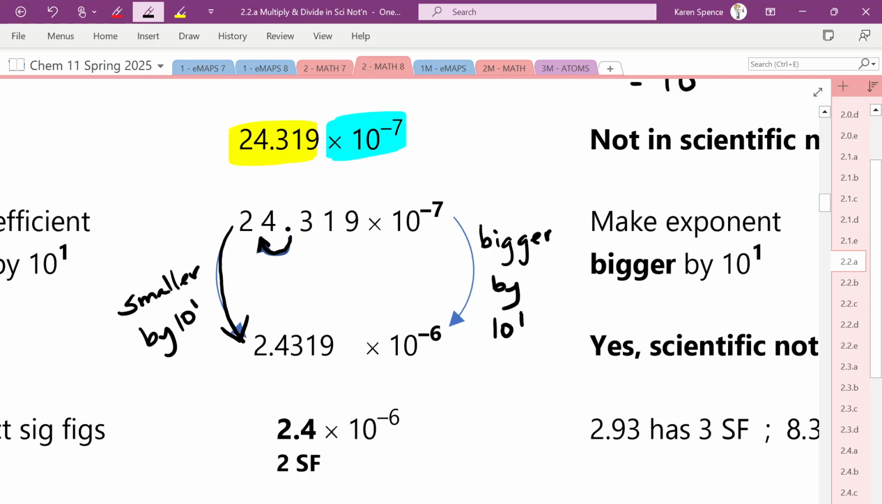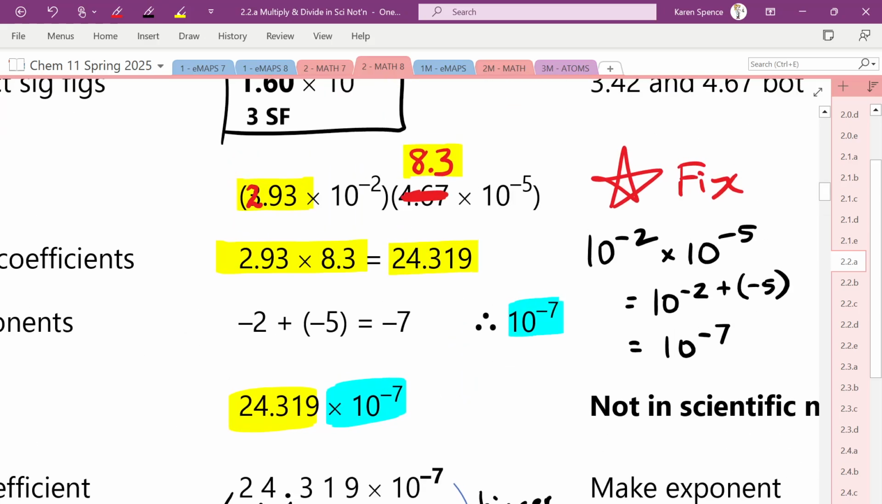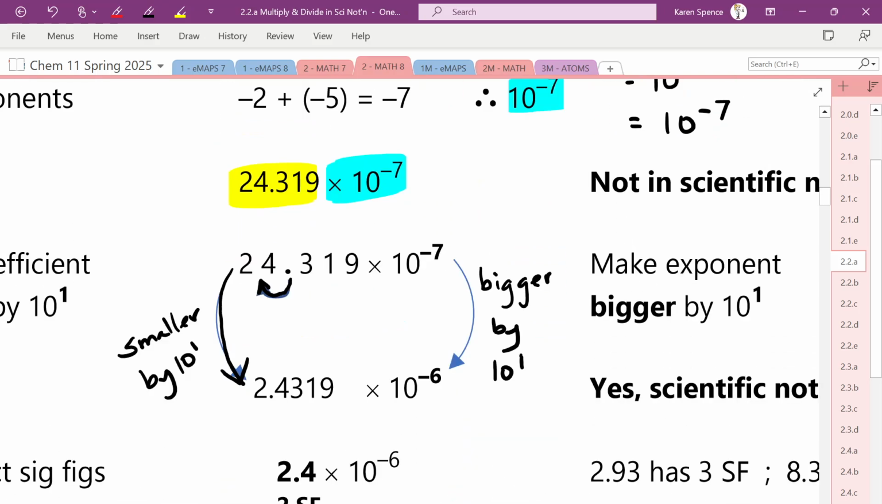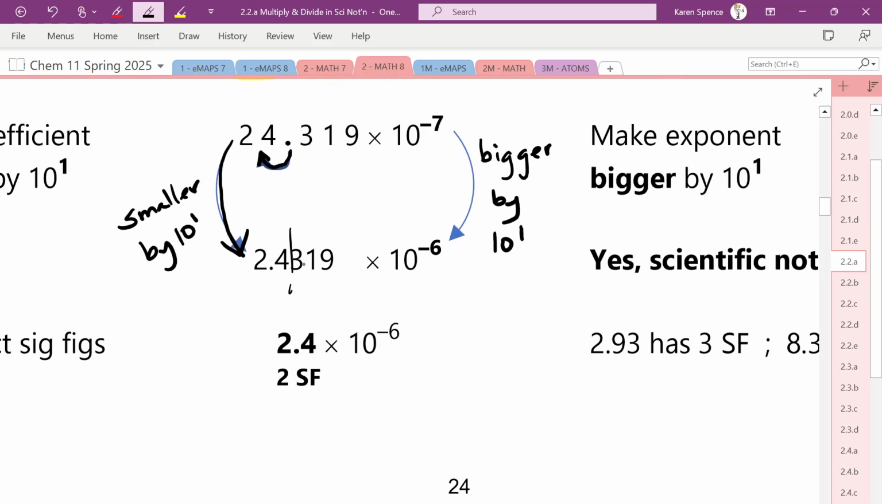We also need to ask, do we have correct sig figs? You need to be thinking about scientific notation and sig figs. This was multiplication, so we look at the number of sig figs in the question. We had 2 sig figs and 3 sig figs, so our answer should have 2. We look to the right and that is a 3, so we leave it at 2.4 times 10 to the negative 6.